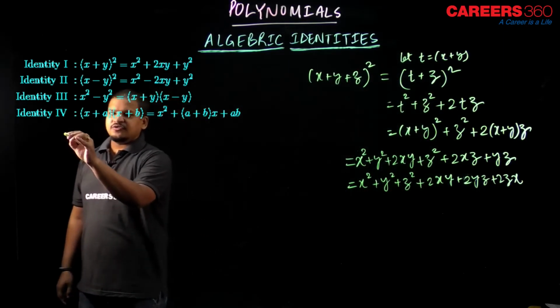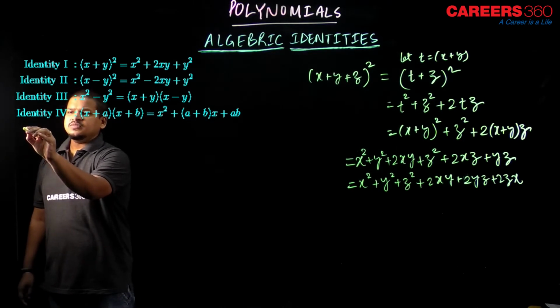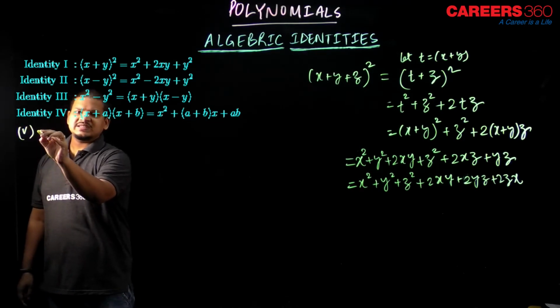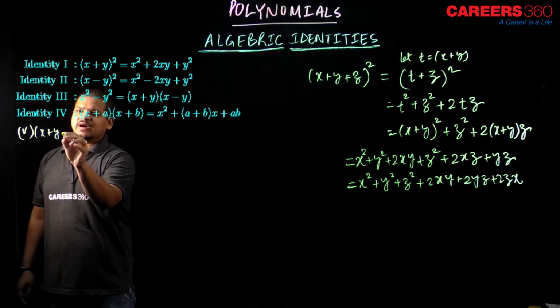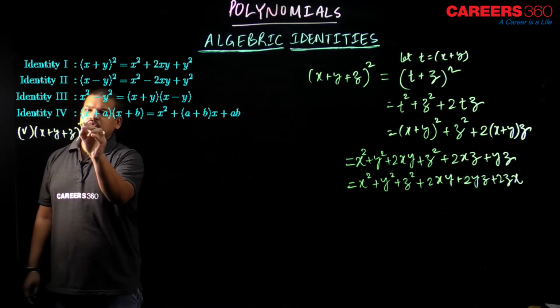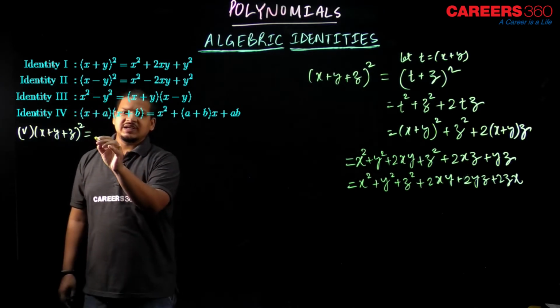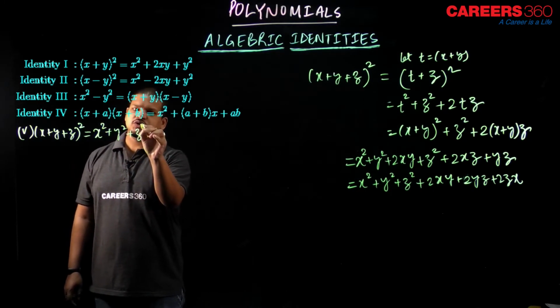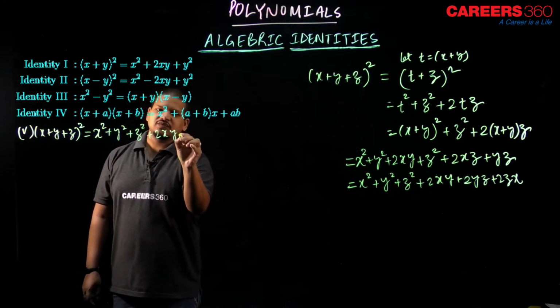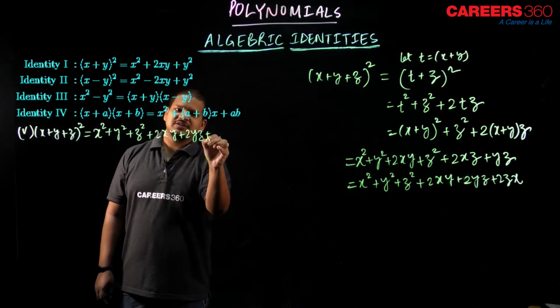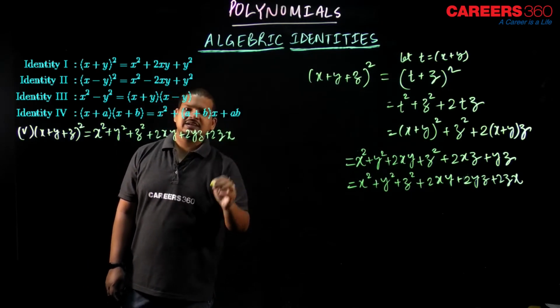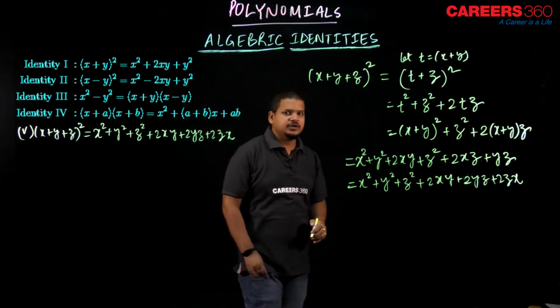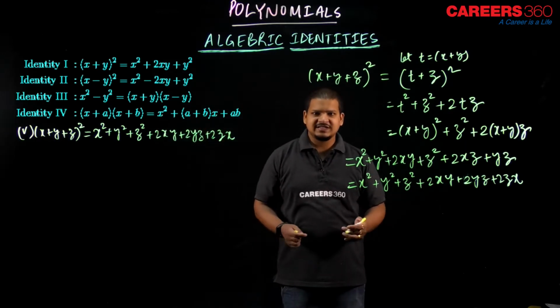So here our fifth identity comes, that is (x plus y plus z) whole square will result in x square plus y square plus z square plus 2xy plus 2yz plus 2zx. I hope it is clear to you. Let's proceed to our next identity.